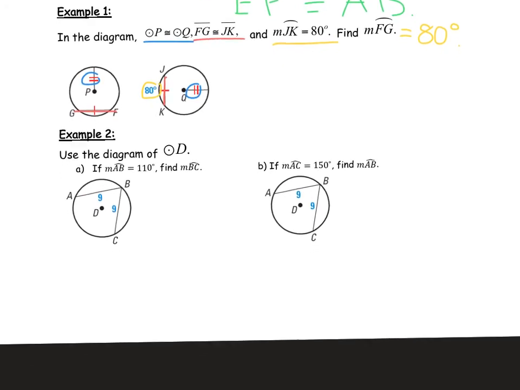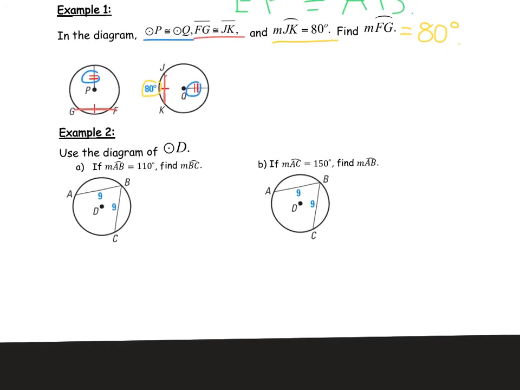Looking at example 2, it says use the diagram of circle D. We can see it's circle D because the center is marked with capital letter D. The first part says if the measure of arc AB is 110, so I'm going to mark that on my diagram right here. I know that AB is 110 degrees. Find the measure of arc BC. So we're trying to find this right here. I do not know that right away.